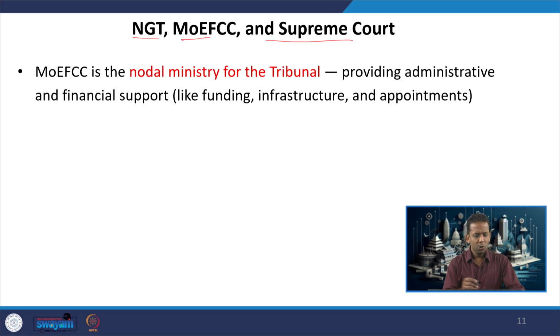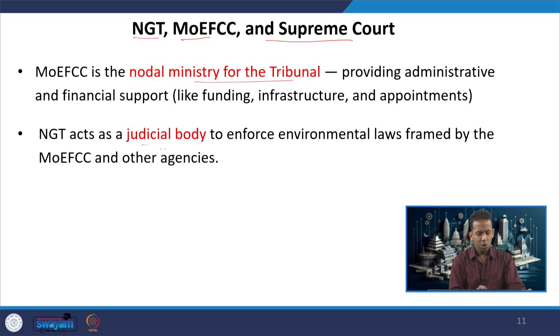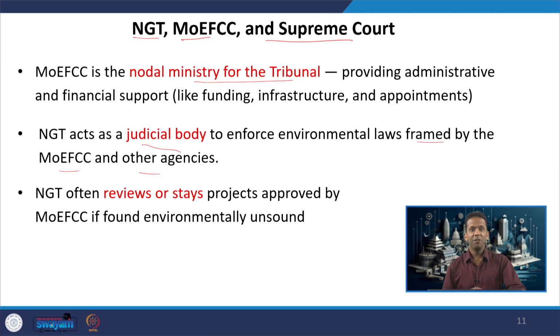The ministry is the nodal ministry for the tribunal, and it is this ministry which provides administrative and financial support to the NGT, like funding, infrastructure and appointments. All these are given by the ministry. But NGT is a judicial body which enforces the laws framed by the ministry and other agencies. This is how they are connected to each other. The ministry is a nodal ministry for the tribunal, and it provides administrative and financial support to the tribunal. The tribunal is a judicial body which enforces laws framed by the ministry and other agencies, but it does not mean that it will always approve the projects or the cases coming for or against MOEFCC.